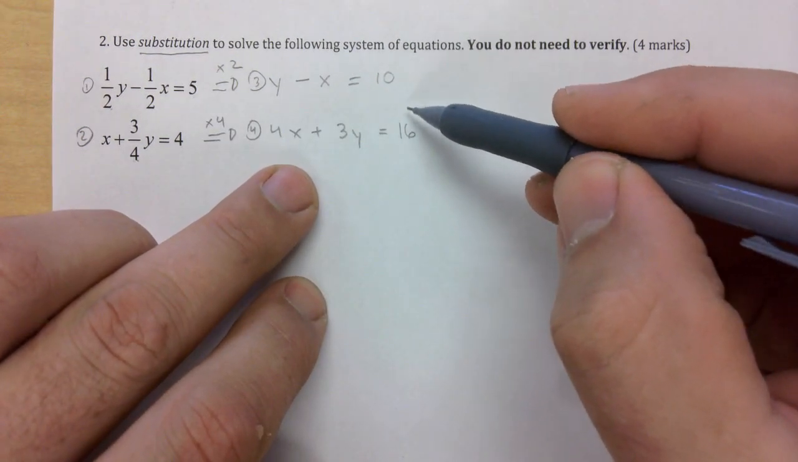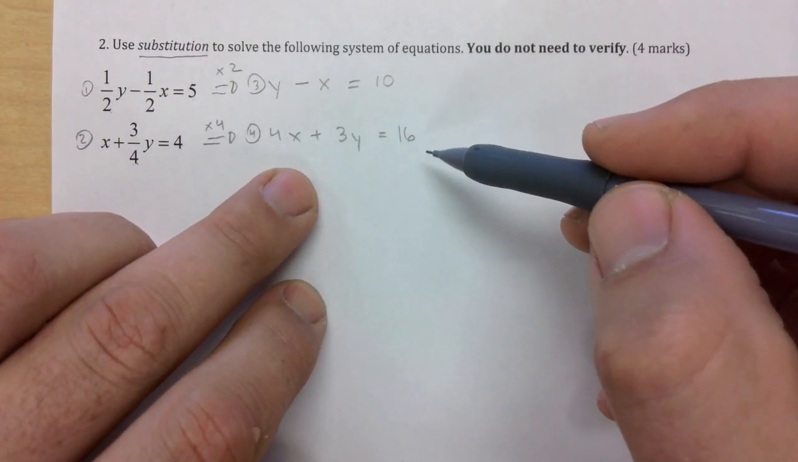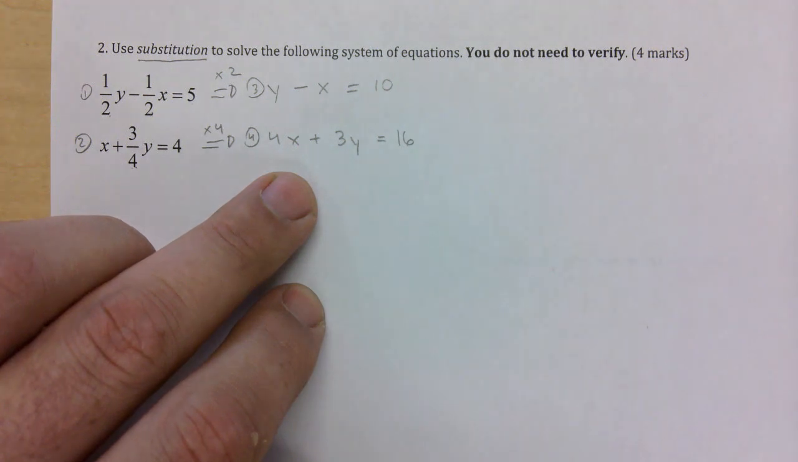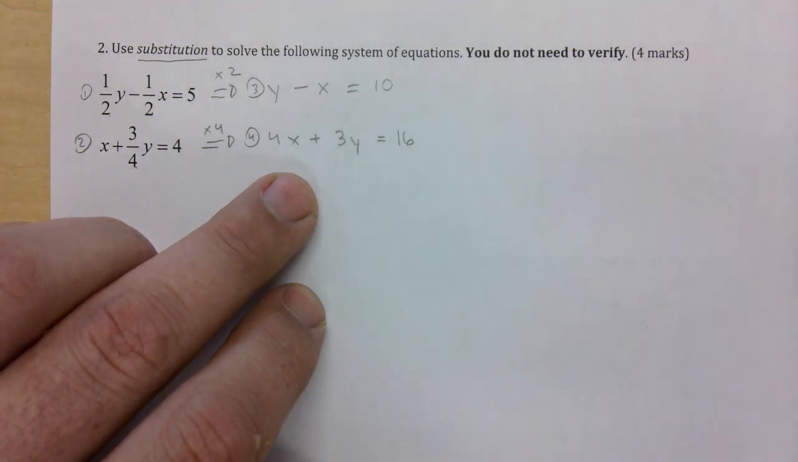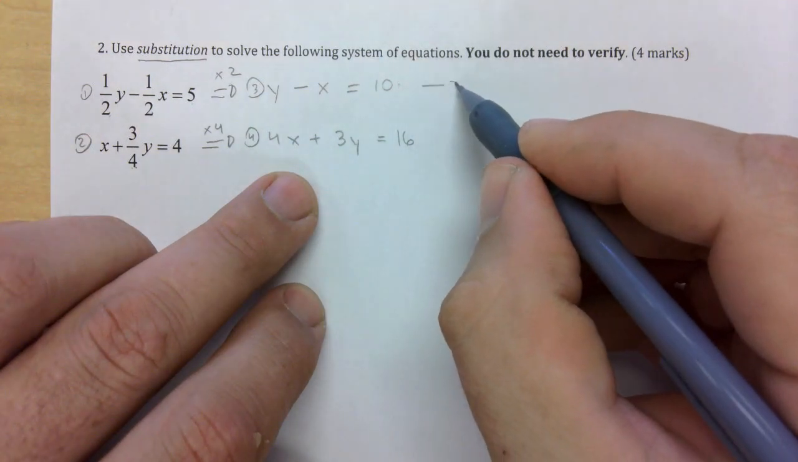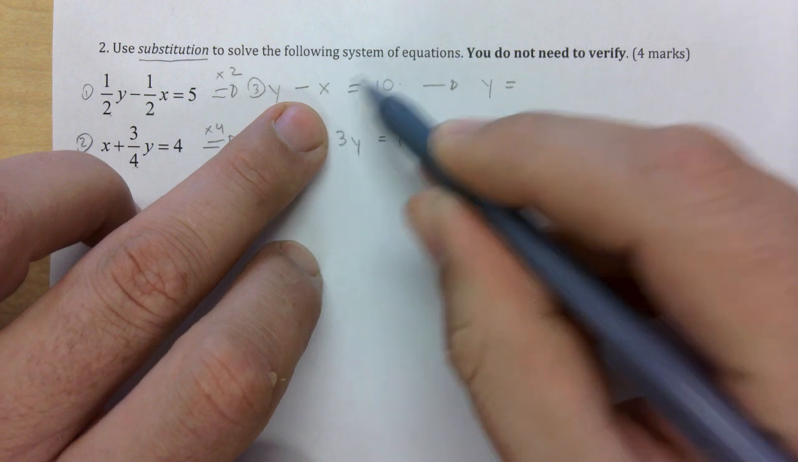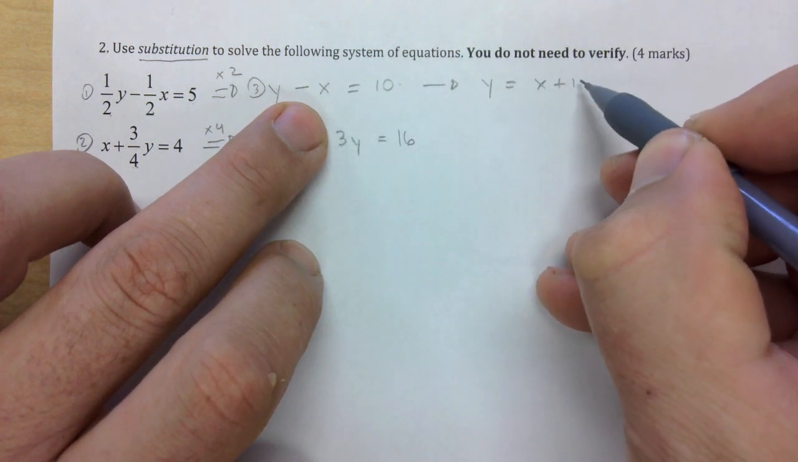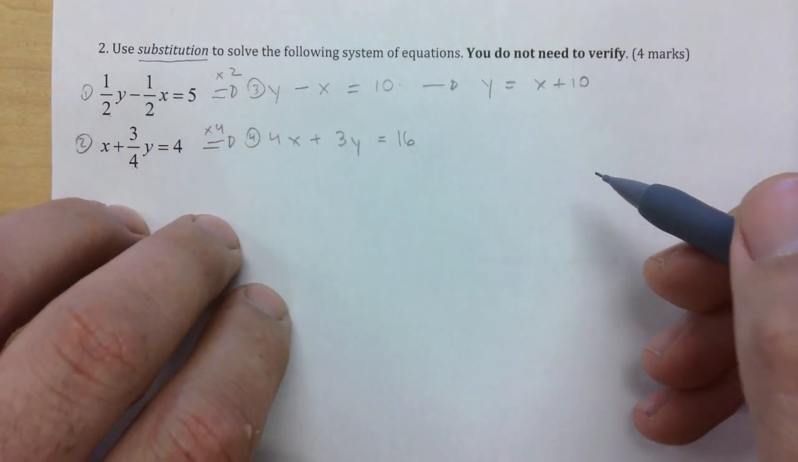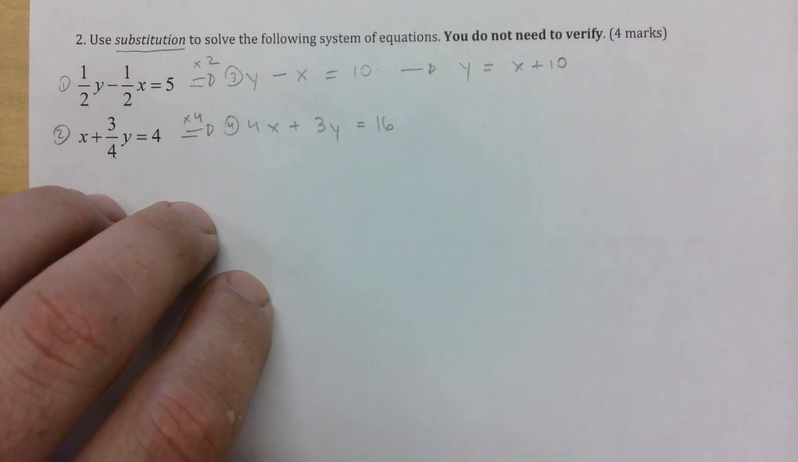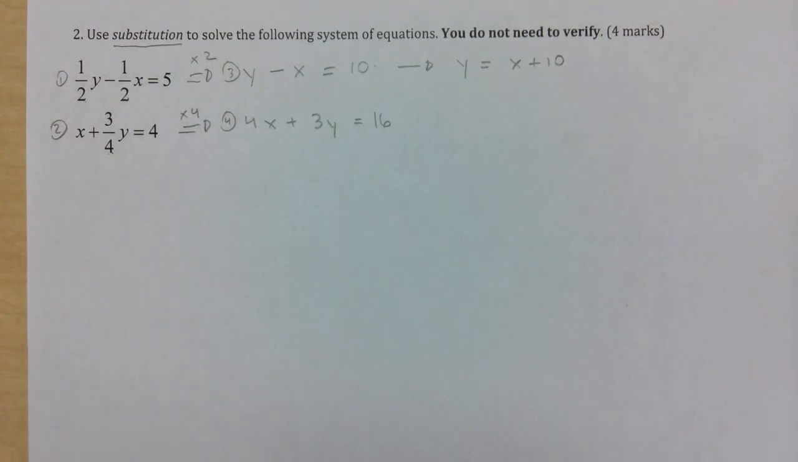Now you pick one of them and isolate, because substitution means you want to isolate and then plug that into the other one. I choose to isolate the first one. And you go y is equal to x comes over plus 10. A lot of you did that. I actually enjoy watching different ways of solving it as long as you're consistent.